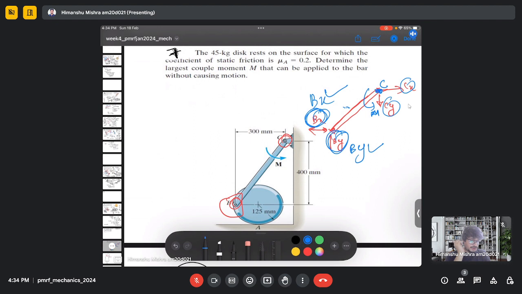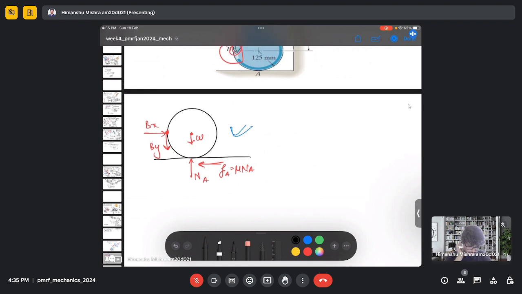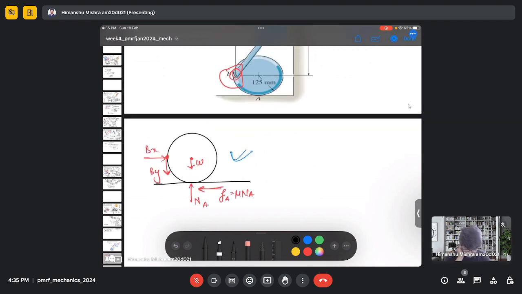So for that we need to take the summation of moment at point C and consider the moment due to these forces Bx and By, and to calculate Bx and By, we can do the force balance analysis in the disc system. So first let's only consider the disc system and do the force balance analysis here, or we can also take the summation of moment.